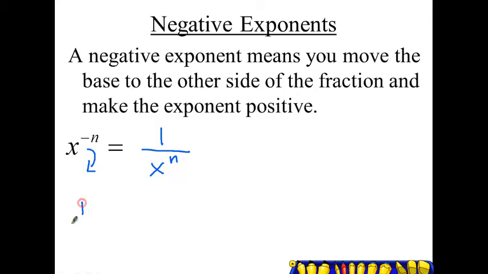Now if you have 1 over x raised to negative n, we just have to move this up. So move it and lose the negative sign. So you will have x raised to n over 1. Simply x raised to n.